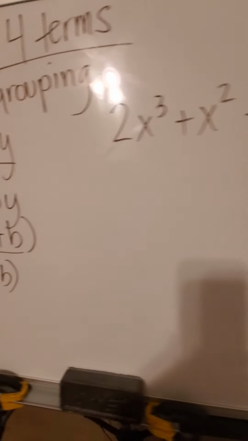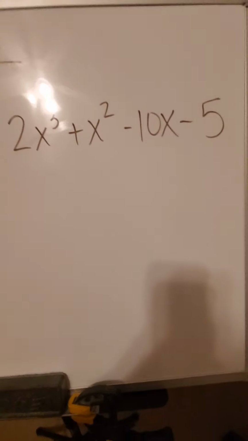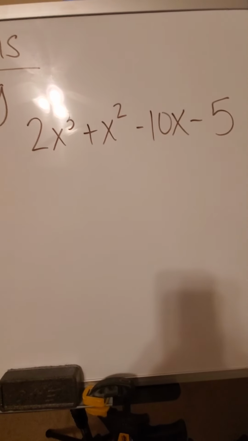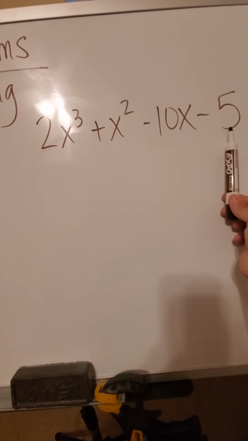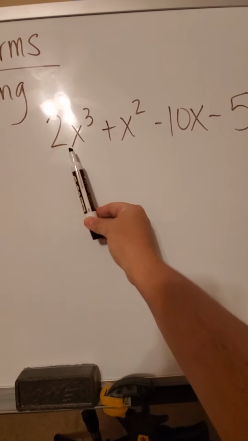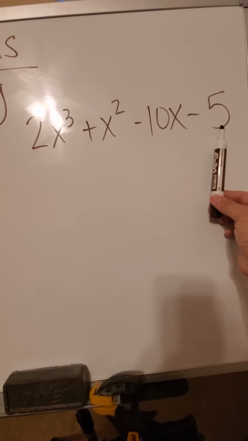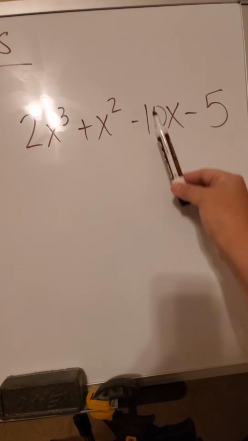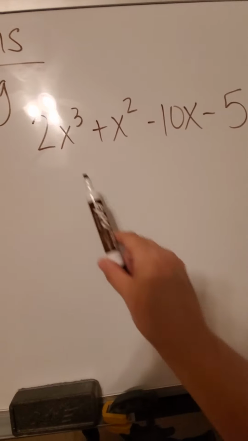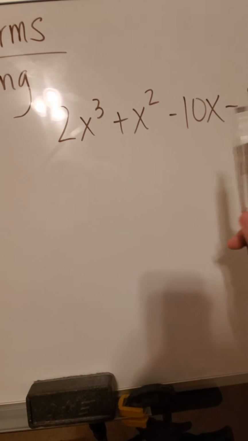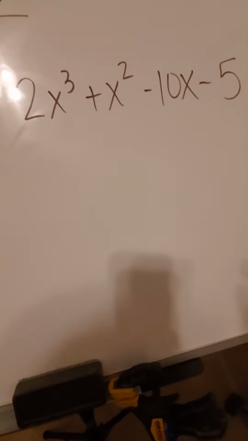Okay, let's look at the next one. This one here, if I start trying to move stuff around, x squared and 5, they don't have anything in common. Just like 2x to the third doesn't have anything in common with 5. So I'm going to leave 5 with 10x, because 5 and 10, they both go into each other, or 5 goes into 10, right? So I'm going to keep them the way they are. I'm not going to have to move anything. And you'll get more comfortable with this as you go.